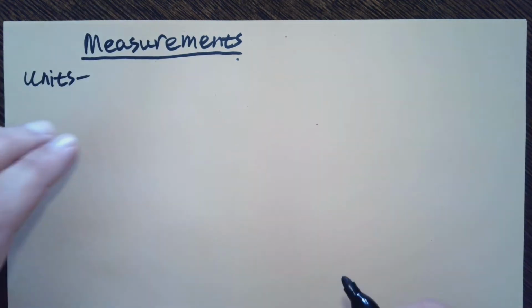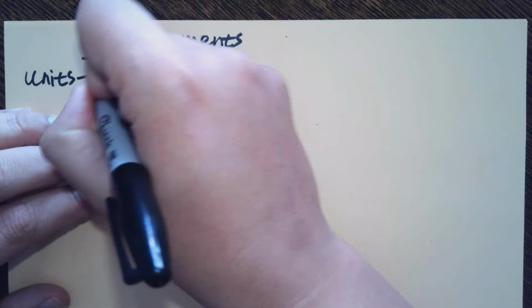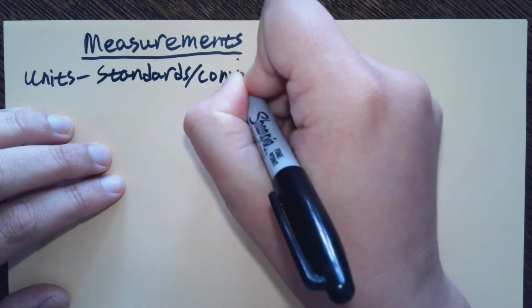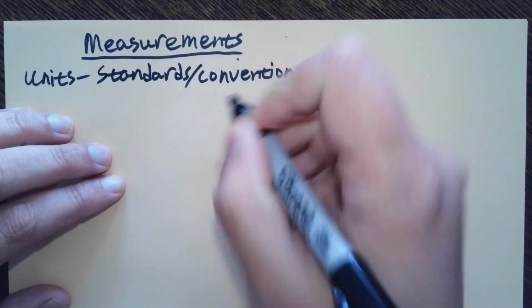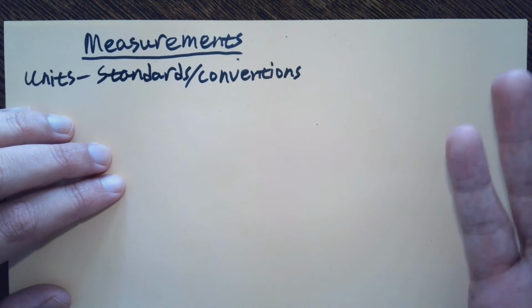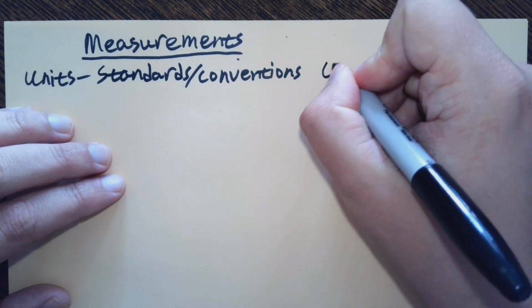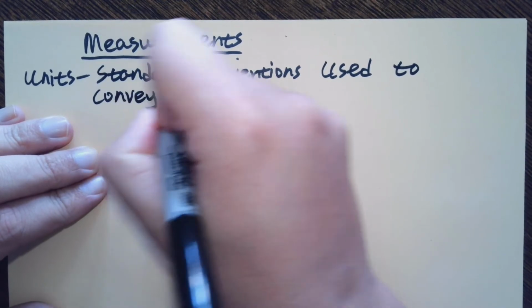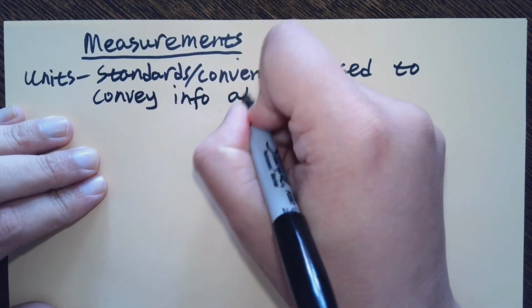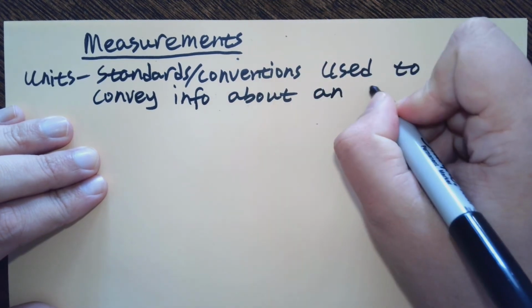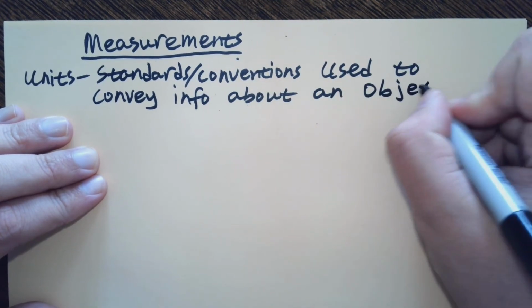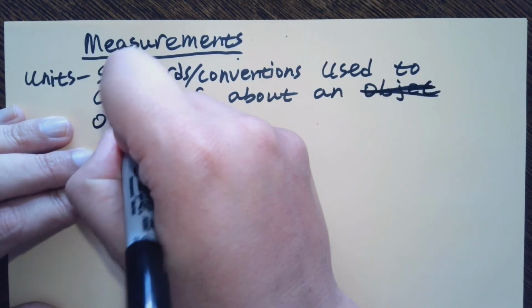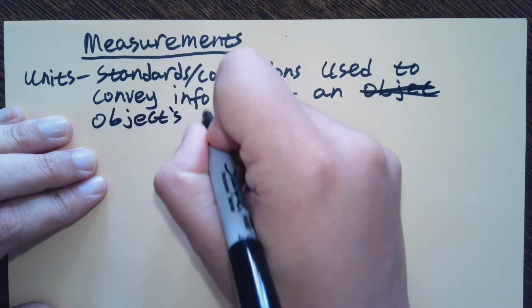The units are important. So what are these units? Well, these are kind of like standards or conventions that are just used to convey info about an object's dimensions. That's a good start. Almost made it through the first sentence today.